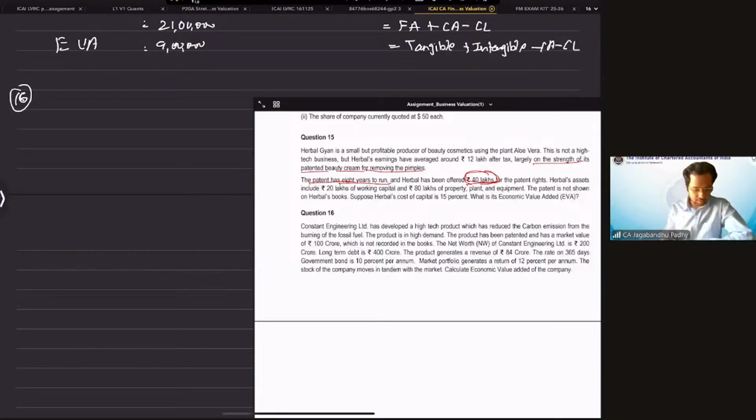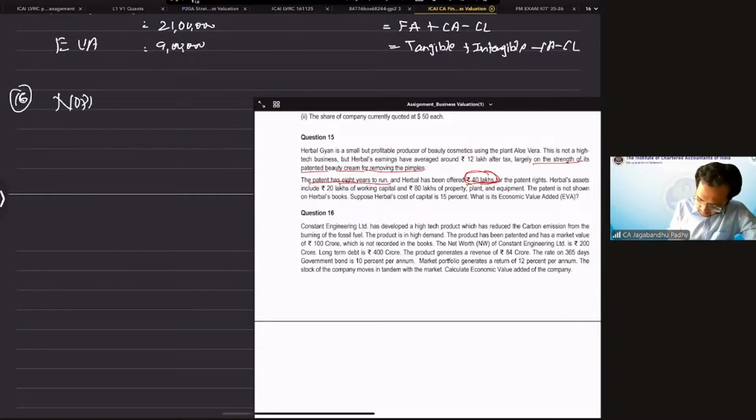Okay, so first let us try to get the NOPAT, net operating profit after tax. What is the NOPAT given to us? The revenue of 84 crores, and there's no other cost which is given to us. So net operating profit after tax is 84 crores. So NOPAT is 84 crores.